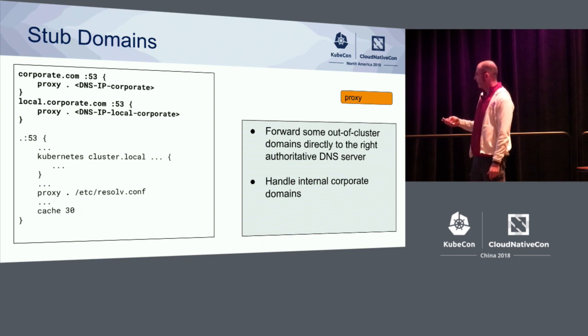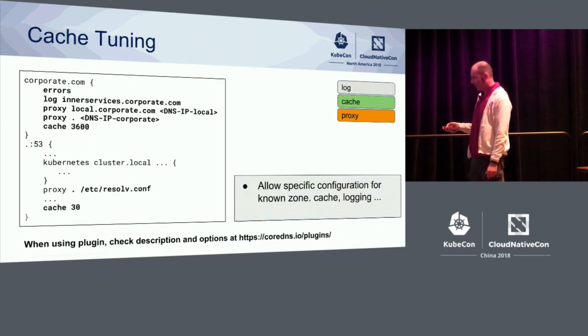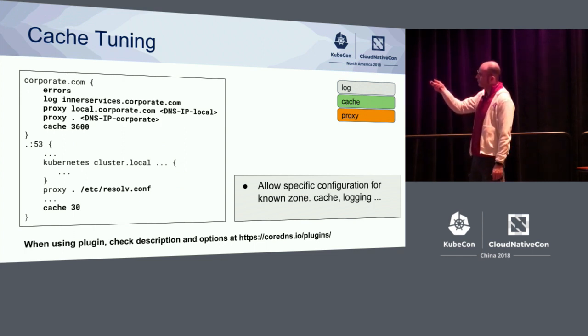Okay. Next thing you may want to do is, for a specific domain, I want a specific IP, but maybe I will also tune some other configuration. The first one is a cache, for example. By default, it is 30 seconds. For your corporate, you know it does not change too much. So you would prefer to have a cache of 1 hour, for example.